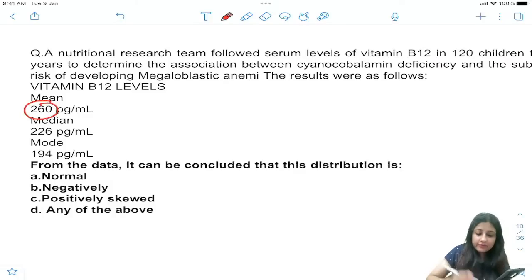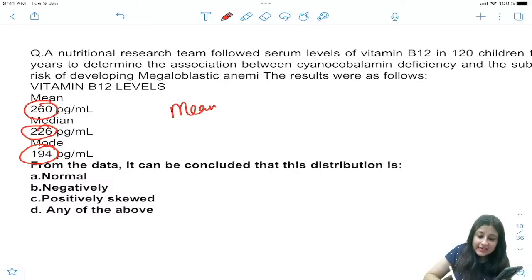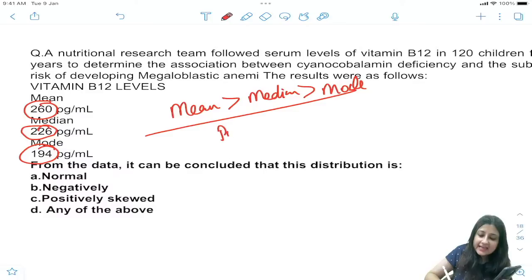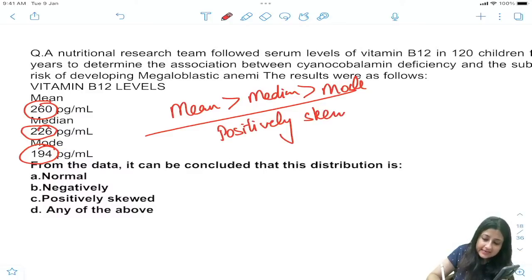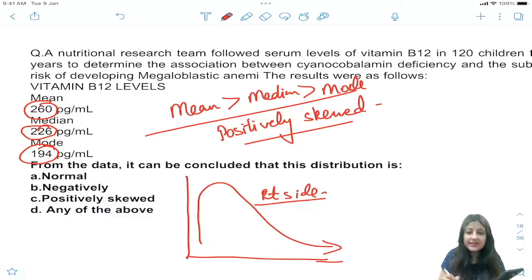Look at the value of mean, 260. Look at the value of median, 226. Look at the value of mode, 194. And simply, what do we have to remember? Mean, if it is more than median, if it is more than mode, what is it, guys? It is nothing but positively skewed, right? That means the direction of the tail is towards the right side. Right-sided skewness or positively skewed.